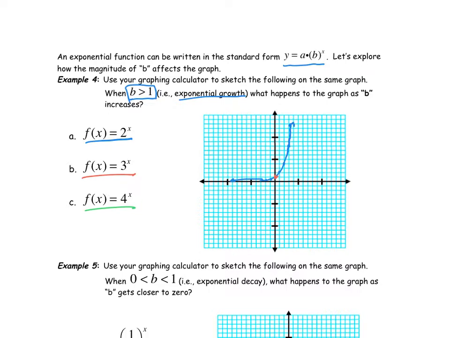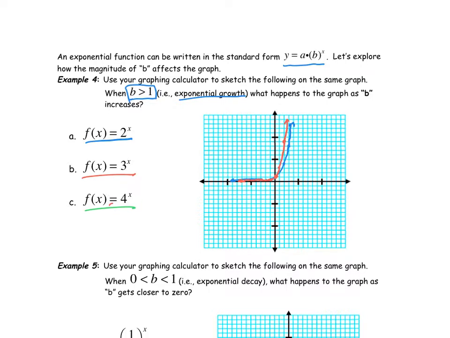When x is 1, y is 3. When x is 2, y is 9. And when x is negative 1, y is 1/3. So it's actually a little bit beneath the function 2 to the x when x is less than 0, and then it's going to be steeper when x is greater than 0. So it's going to be something like that.